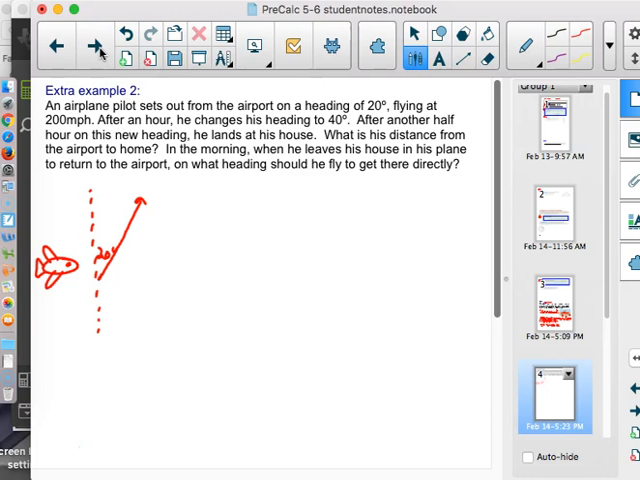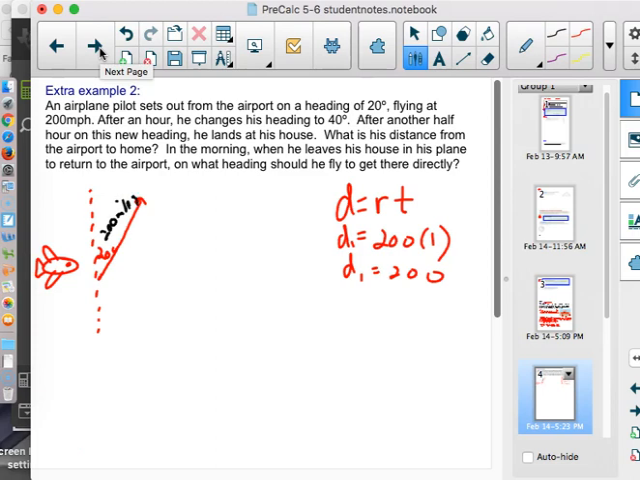Now, after an hour, it says he changes heading. So what we want to use there to show that distance is rate times time, which in this case is going to be 200 miles per hour times 1 hour. So that first distance is just going to be 200, which is really nice. So we're going to put a little 200 miles right here. And then he changes his heading.